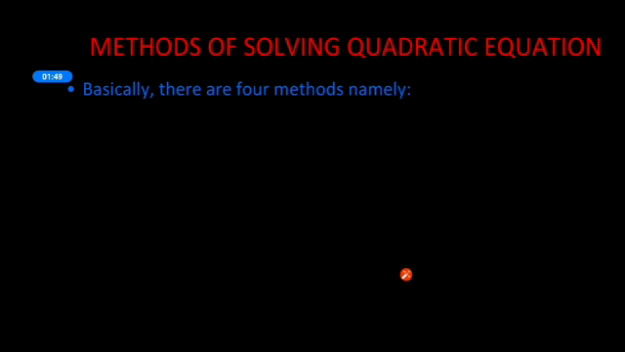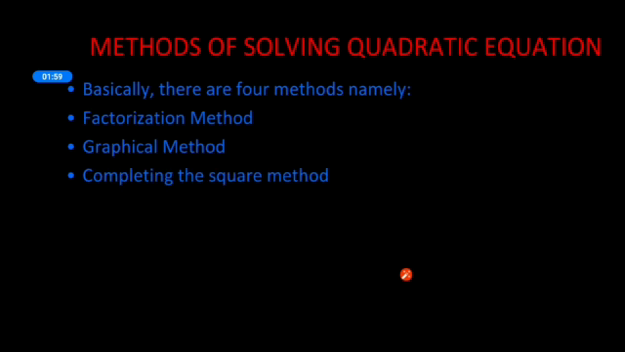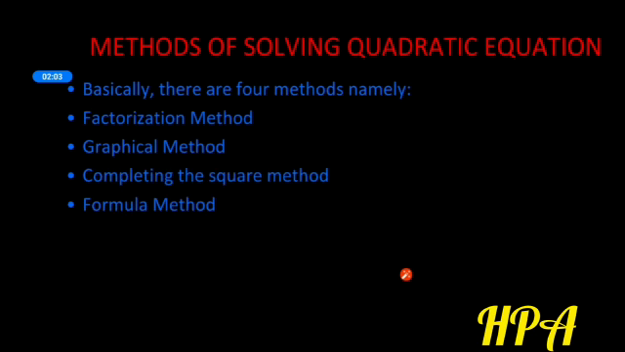Now we have four methods basically for solving quadratic equations. The first one is the factorization method. We have the graphical method. We have the completing the square method. Then we have the formula method. We shall be starting with the factorization method in this edition.